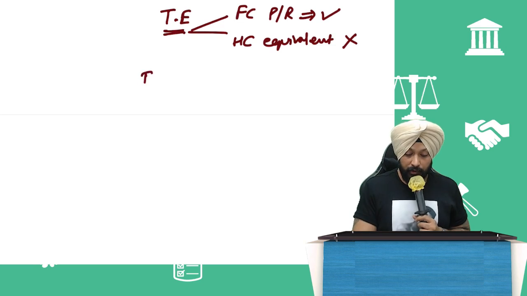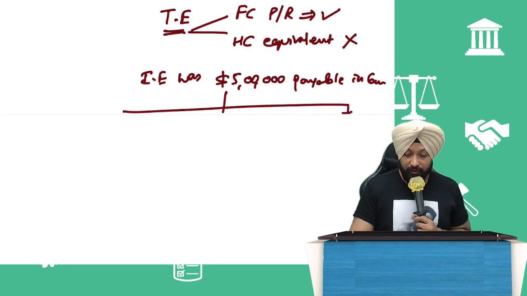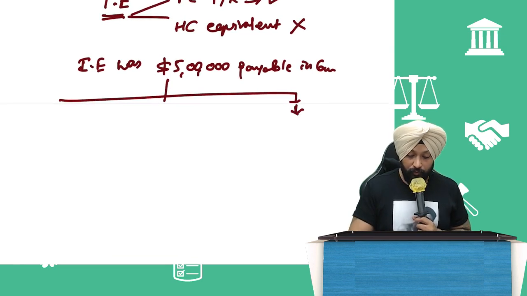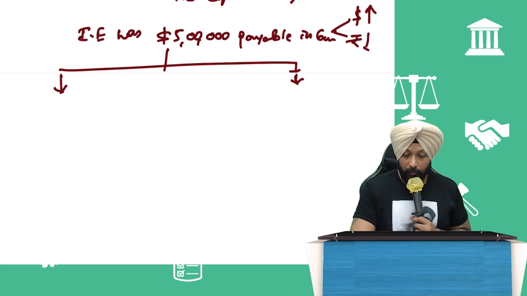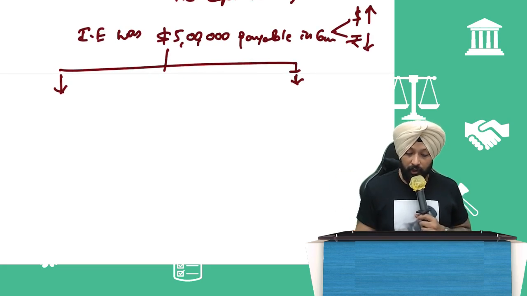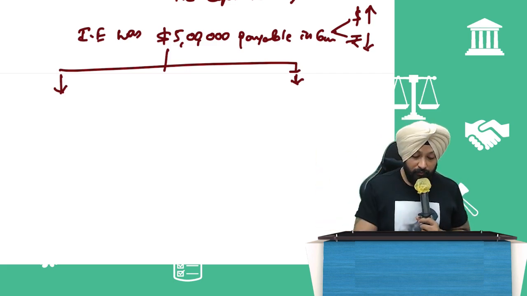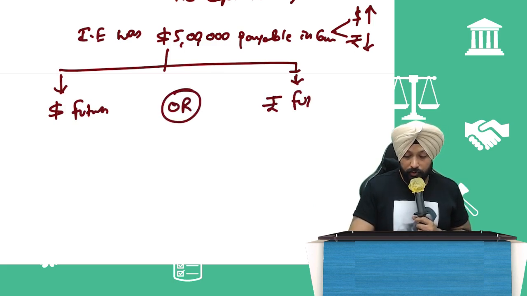Let's take a situation. An Indian entity has $5 lakh payable in 6 months. You know how to define his risk. The first thing that you do is define the risk. What is the risk for him? Dollar payable, no? So we are worried about the dollar appreciating. At the same time, we are worried about the rupee depreciating. Now, guys, you have learned forward contracts, no? Now we're talking about futures. Either they will give you dollar futures or rupee futures in the exam.